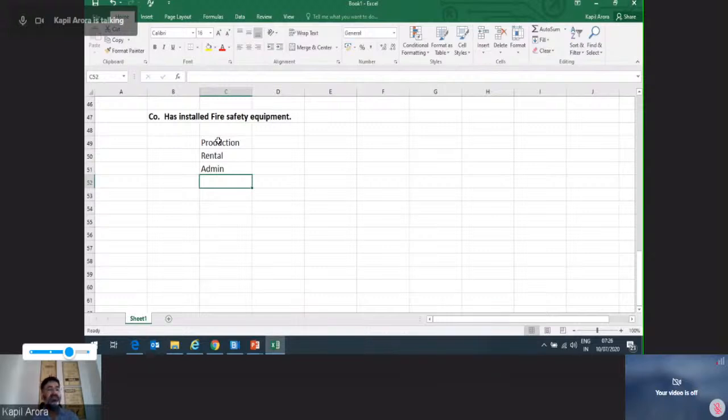If these are not kept for any of these purposes, can we consider them as property, plant and equipment? If they are not kept for either production or supply, not kept for rental to others, not kept for admin purpose, what are we going to do if we have fire safety equipments?